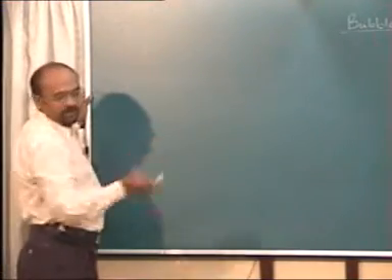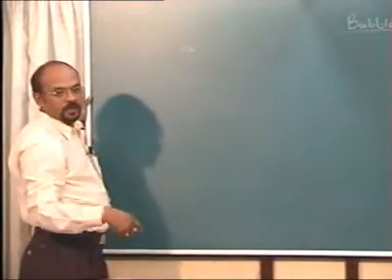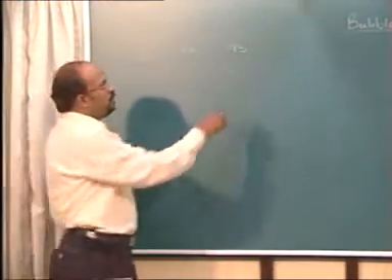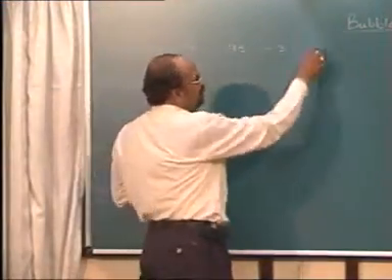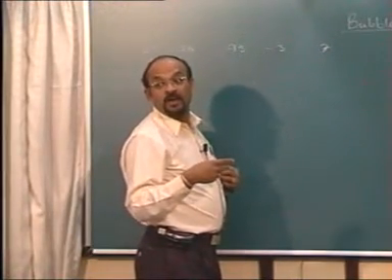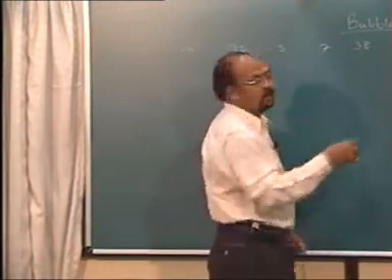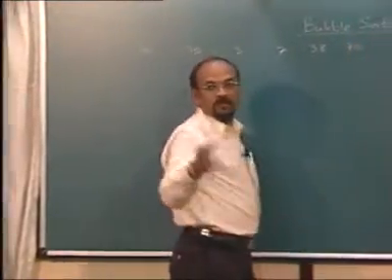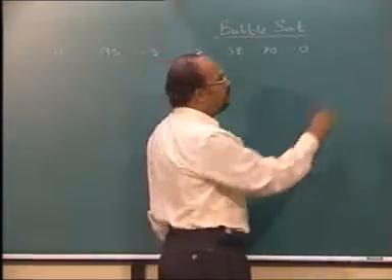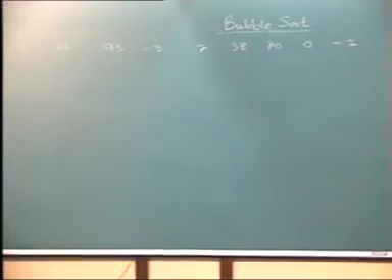2, 56, 93, -3, 7, 38, 70, 0, -2. Now these are to be arranged in ascending order.